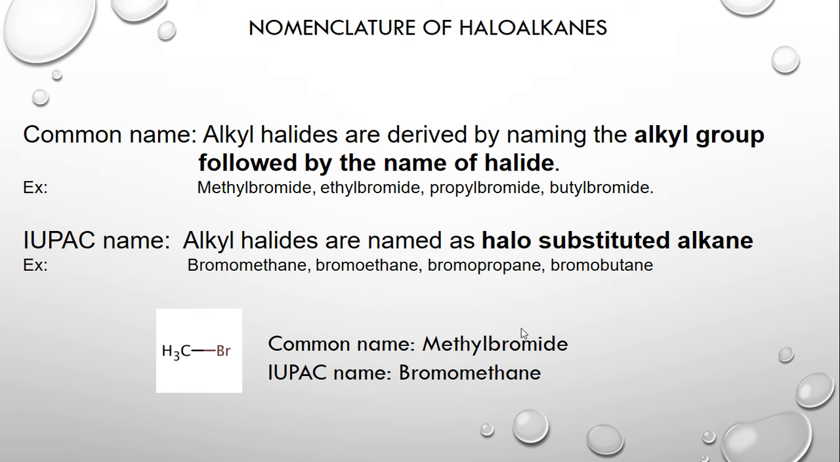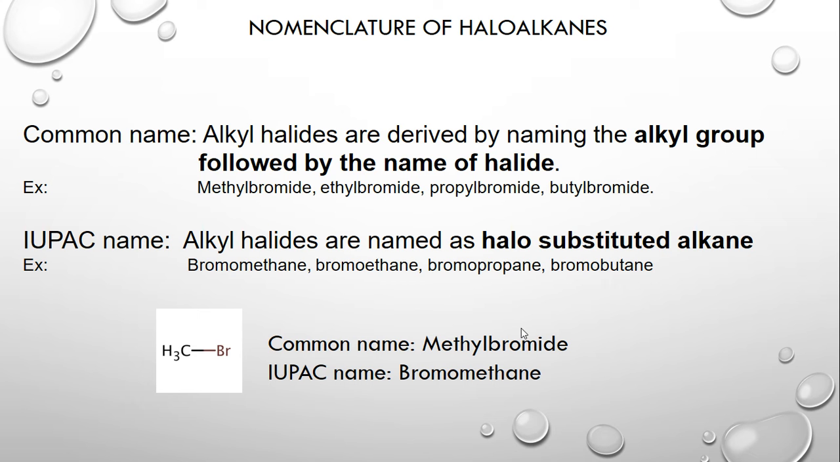Come to the IUPAC name. Halo substituted alkane, or haloalkane, is the IUPAC name. Halo means halogen like bromo, iodo, chloro, fluoro. So these are the halogens. Look at the examples: bromomethane, bromoethane, bromopropane, bromobutane, or chloromethane, fluoroethane. This is how IUPAC nomenclature of haloalkane is written.